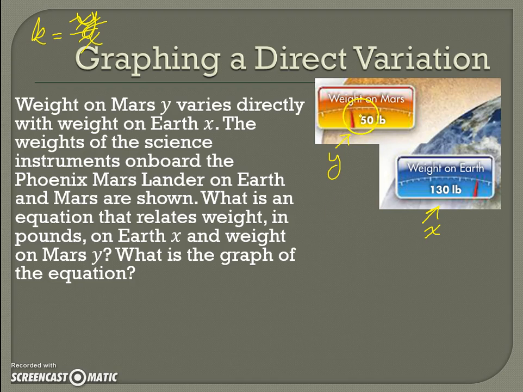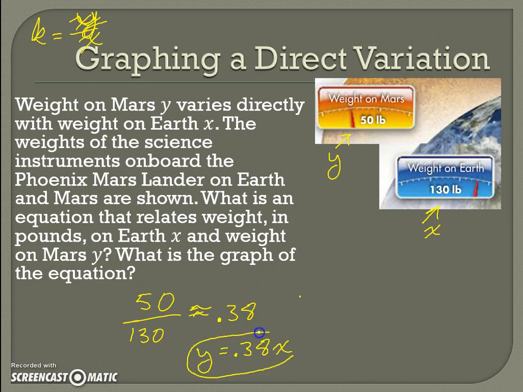So I need to take this y value and I put that over my x value, and this is going to give me my constant of variation, which ends up being roughly, and on these kinds of problems we're going to go ahead and just write that out as a decimal. So it's about 0.38. So the equation is going to be y equals 0.38x. There's my equation.